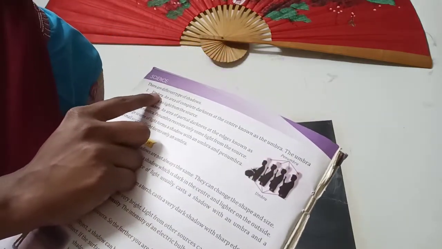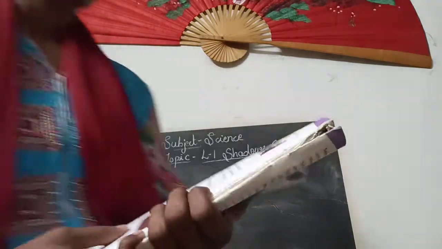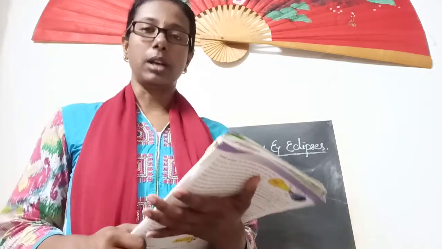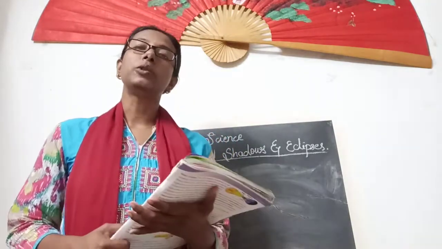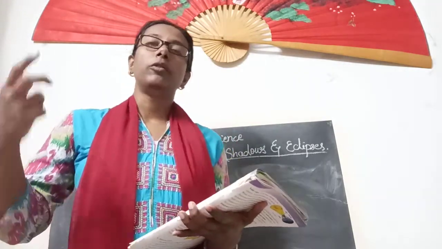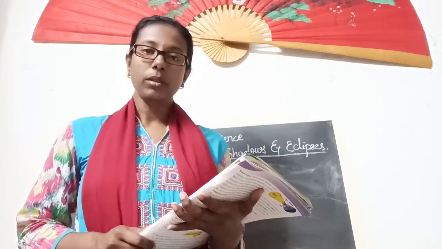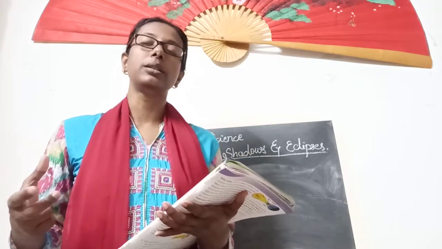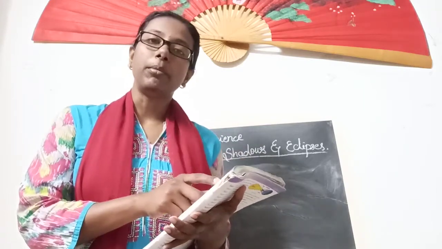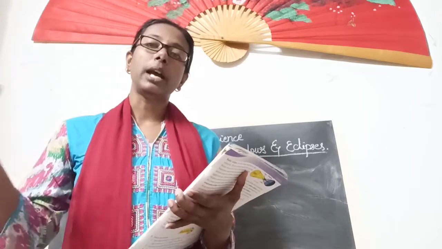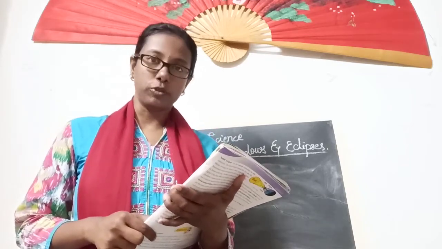So what is an umbra? An area of complete darkness at the center is known as the umbra. Okay, and this umbra is formed when the region receives no light at all. Okay, there is no light. That time the umbra is formed when the light is trying to pass through an opaque object.